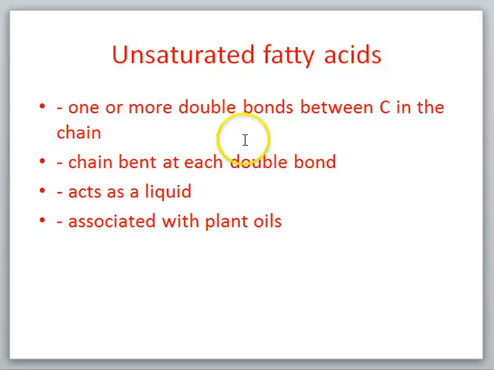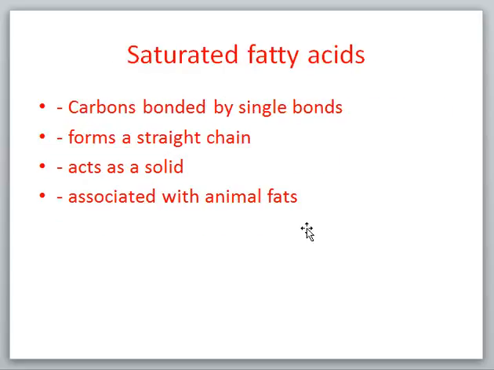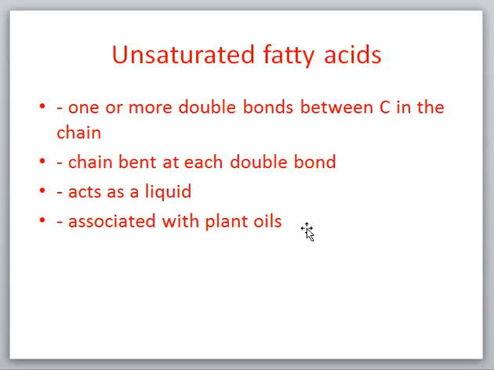Unsaturated fatty acids, we've got one or more double bonds between the carbons in the chain, and the chain is bent at each double bond. And this spreads chains apart away from each other and causes this to act as a liquid rather than a solid. And the unsaturated fatty acids tend to be associated with plant oils. Now, this idea of the saturated fatty acids being associated with solids and animal fats versus unsaturated fatty acids being associated with liquids and plant oils, that's a generality rather than an absolute difference.